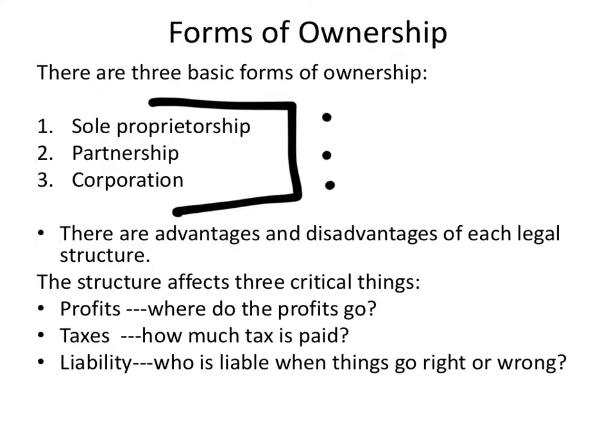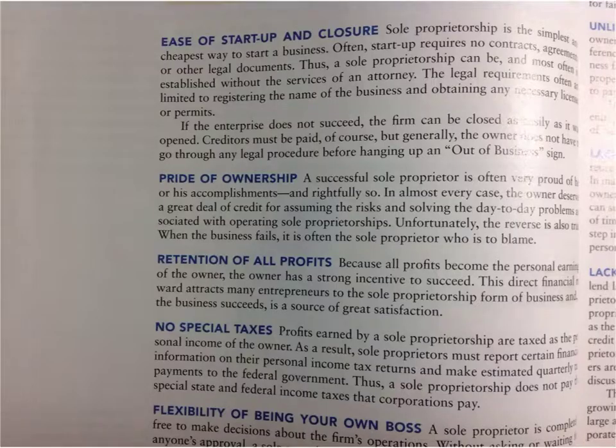There are advantages and disadvantages to each, and depending on which one you use, or the type of business where you work, it will affect three major things. The first is the profits. Where do the profits go? It's different whether it's a sole proprietorship, a partnership, or a corporation. How is it taxed? It's different between these three. And the liability, who's liable when things go wrong, is different between these three. So let's learn some of those distinctions.